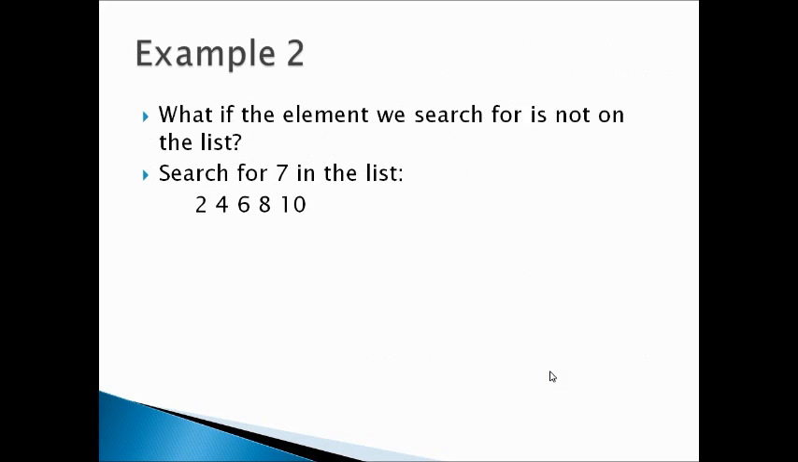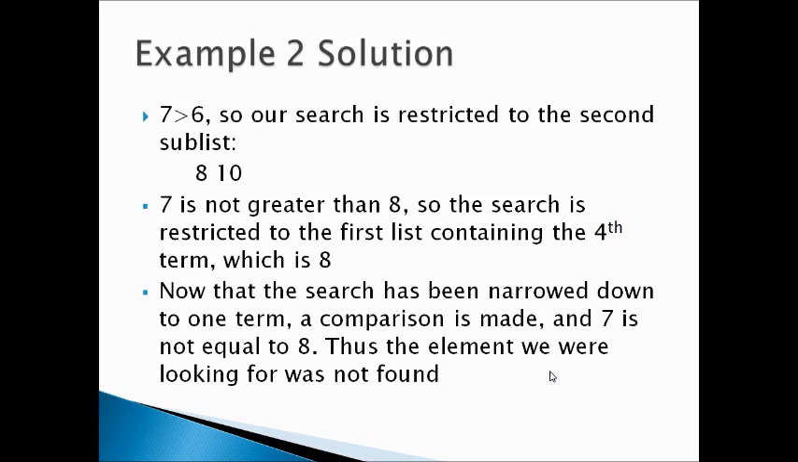Here's another example where the element we are looking for is not in the list. So searching for 7 in the list 2, 4, 6, 8, 10, we first see that 7 is greater than 6, which is the middle number of the sequence. So our search is now restricted to the second sublist, which is 8 and 10. 7 is not greater than 8, so the search is restricted to the first list containing the fourth element, which is 8. Now the search has been narrowed down to one term, a comparison is made, and 7 is not equal to 8. Thus, the element we are looking for was not found.